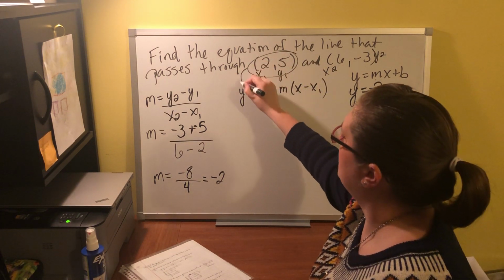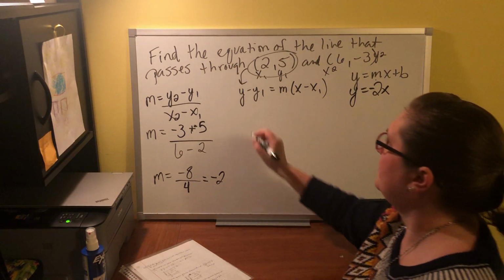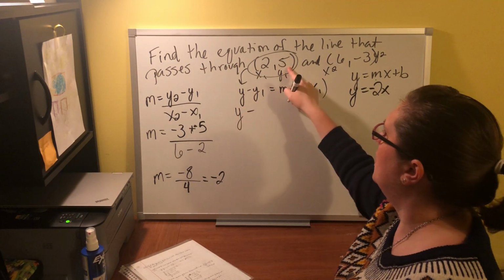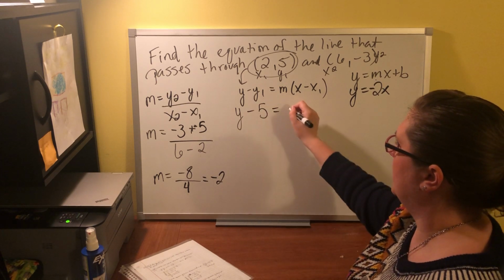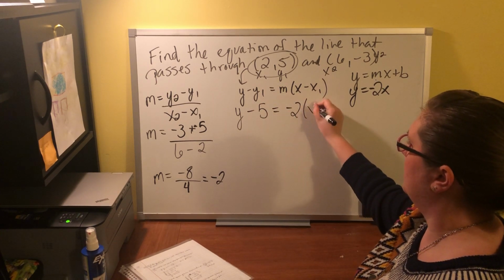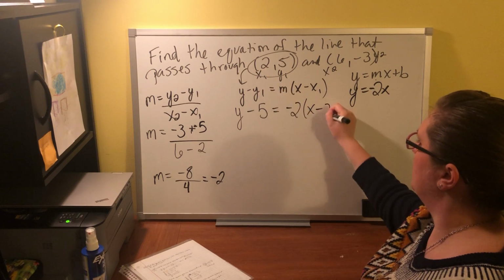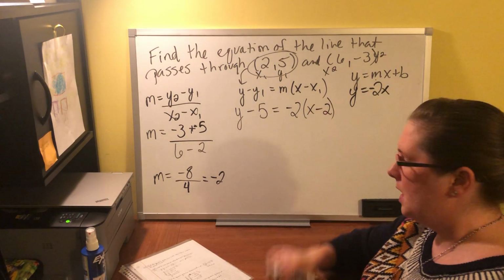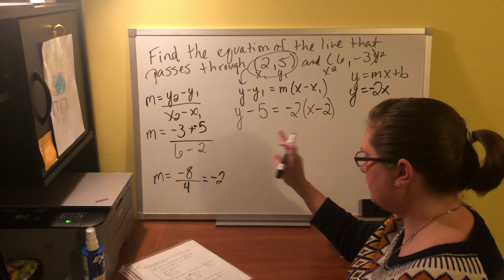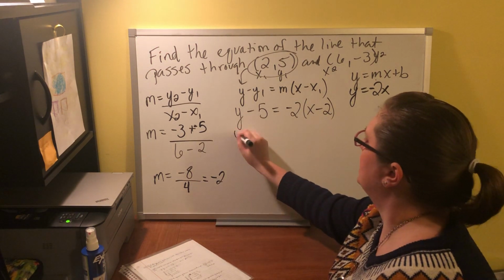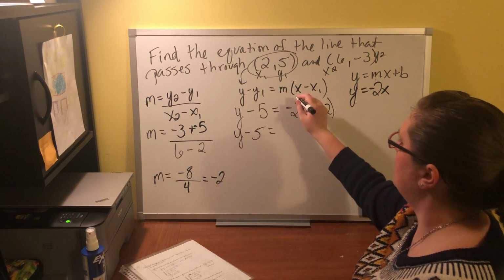So I'm going to use 2, 5 and substitute that in. So I now have y minus y sub 1 is 5 equals, well, we know slope, we just calculated it. It's negative 2 times x minus, well, x sub 1 here is 2. Okay, and then we're going to go ahead and solve. All right, so from here, I still have our y minus 5 equals.